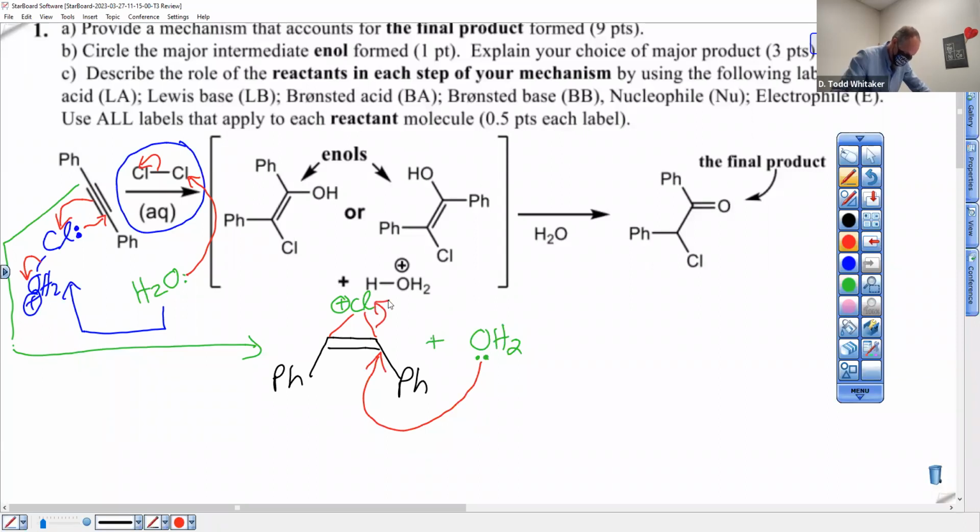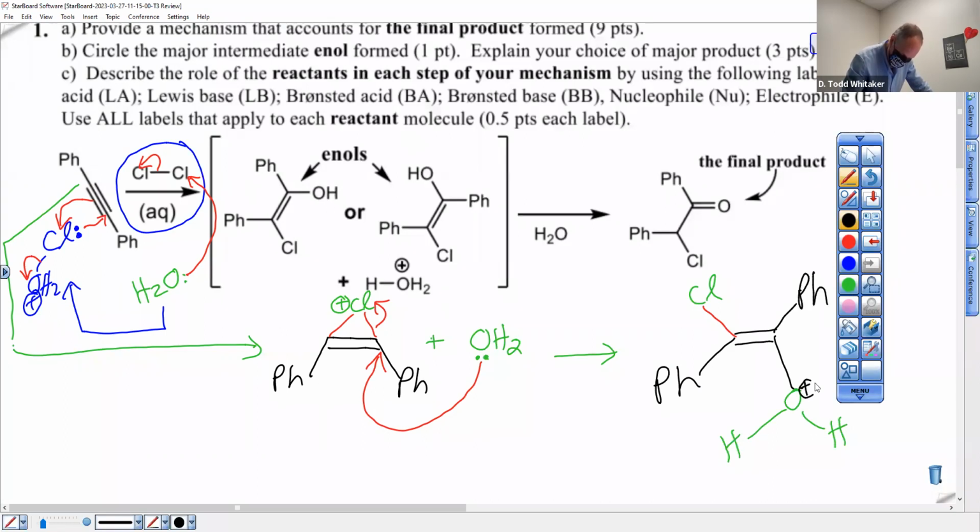Backside attack. Chlorine tries to leave. Can't quite leave because it's attached twice. Phenyl. Cl's here. Double bond still there. Other side of the pi is your OH2. And your phenyl's up here now. I got booted upstairs. Don't forget the plus on the oxonium.